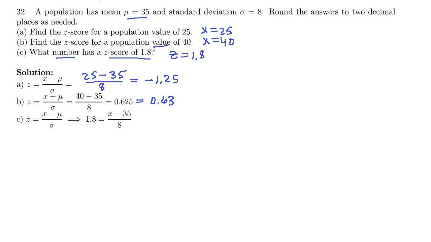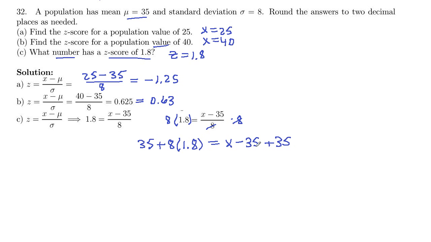So let's first multiply both sides by 8. So I'm going to multiply by 8 on the left and multiply by 8 on the right. On the right, the 8's cancel out. So I get 8 times 1.8 is equal to x minus 35. And now add 35 on both sides to undo that subtraction. So these guys cancel. Negative 35 and 35 is 0. So our x is equal to 35 plus 8 times 1.8.